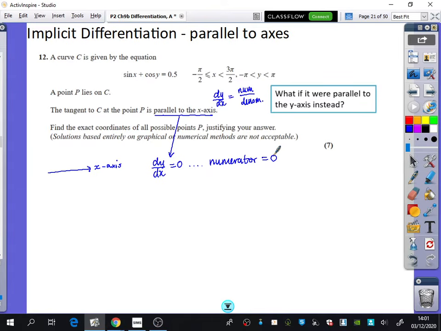It's just saying, when is the gradient 0? It doesn't say that it wants the gradient to be 0. It says it wants the gradient, or the tangent, to be parallel to the x-axis. So it's kind of disguised what it's actually asking for you to do. But before we even answer this question, I want to tackle this bit that I've written in the blue box, which says, what if the tangent were parallel to the y-axis instead? What about if we wanted the tangent to be parallel to the y-axis?